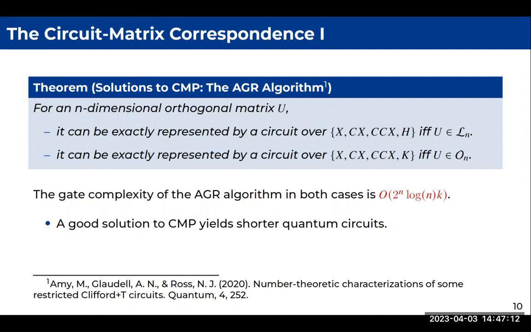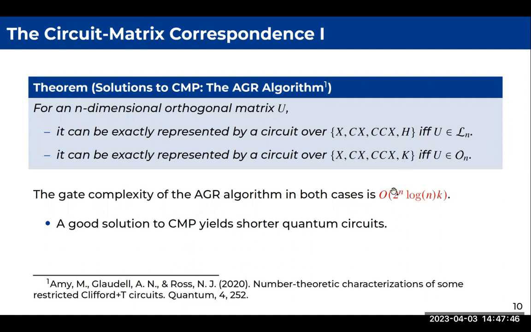So the idea is there is a direct correspondence between the circuits that we're looking at, the Toffoli-Hadamard circuits or the Toffoli-K circuits, and a unitary matrix group that we just introduced, which is the orthogonal scaled dyadic matrices, L_n, and the orthogonal dyadic matrices, O_n. The gate complexity given by the AGR algorithm in the 2020 paper is actually 2 to the power of n log n, times K. This is not really good, right?